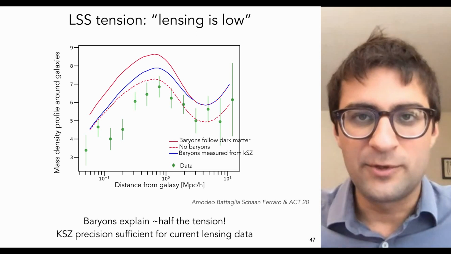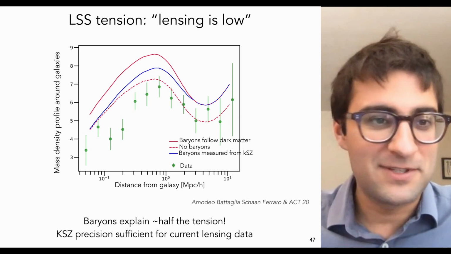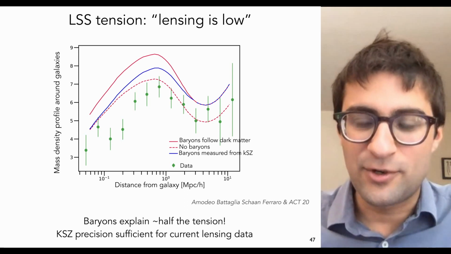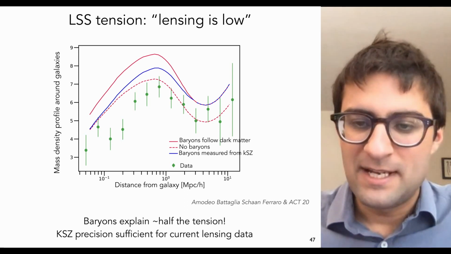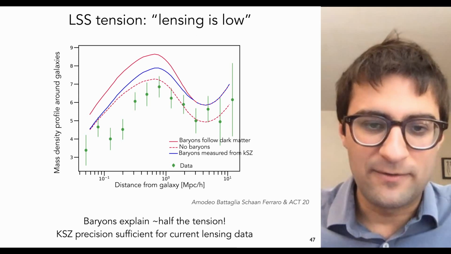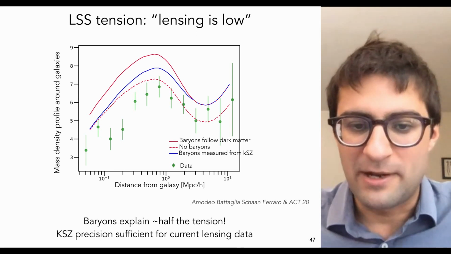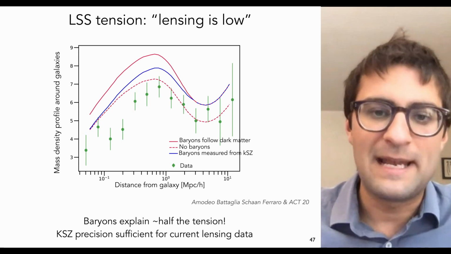And so the current precision of KSZ measurements, even 6 to 8 sigma, is already sufficient to answer this question for current lensing measurements. And in the future, Simons Observatory and CMB-S4 will be sufficient for solving that baryonic uncertainty for lensing from LSST.